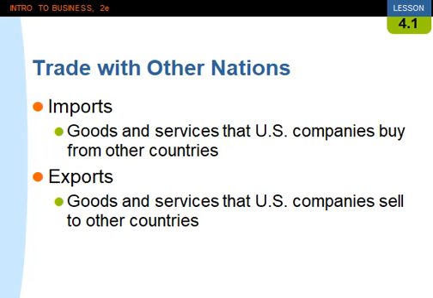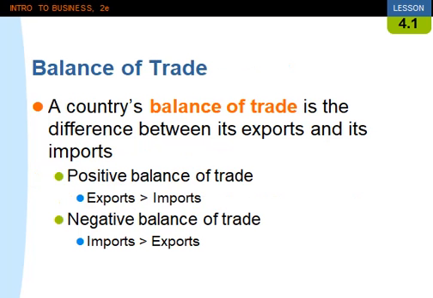A country's balance of trade is the difference between its exports and its imports. When exports are greater than imports, a positive balance of trade occurs. When imports are greater than exports, a negative balance of trade occurs.